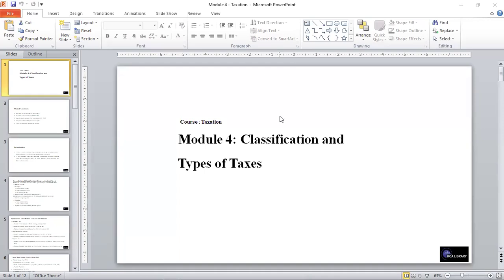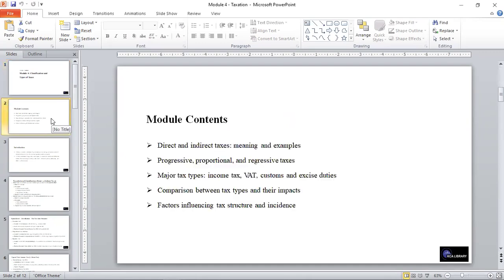And today we'll be discussing the classification and types of taxes. In doing this, we will look at direct and indirect taxes, the meaning and examples. We'll look at the progressive, proportional, and regressive taxes. We look at the major tax system, tax type, income tax.